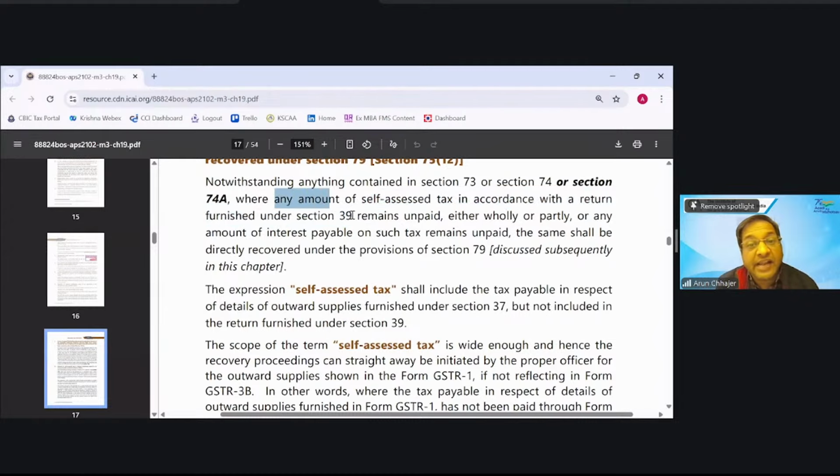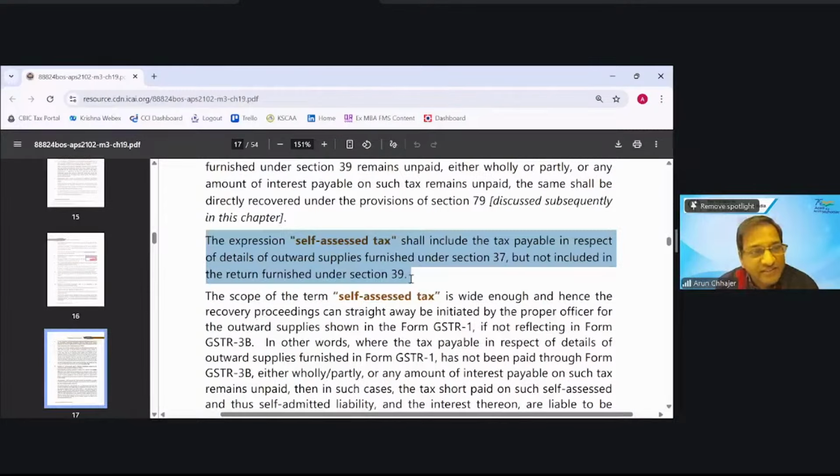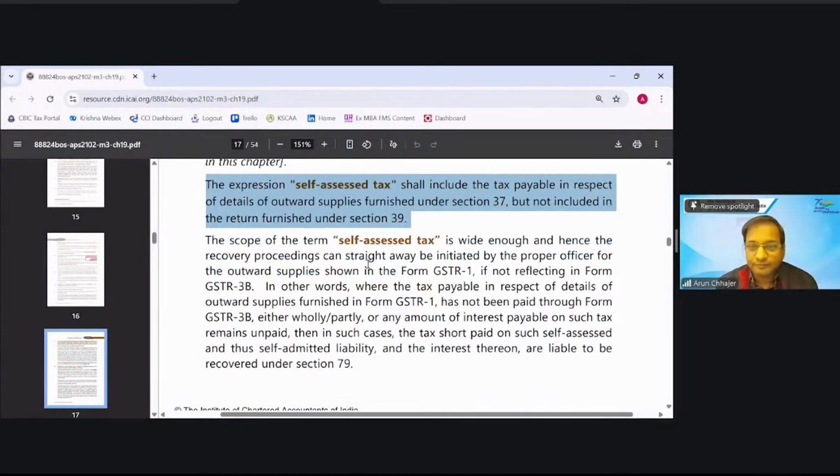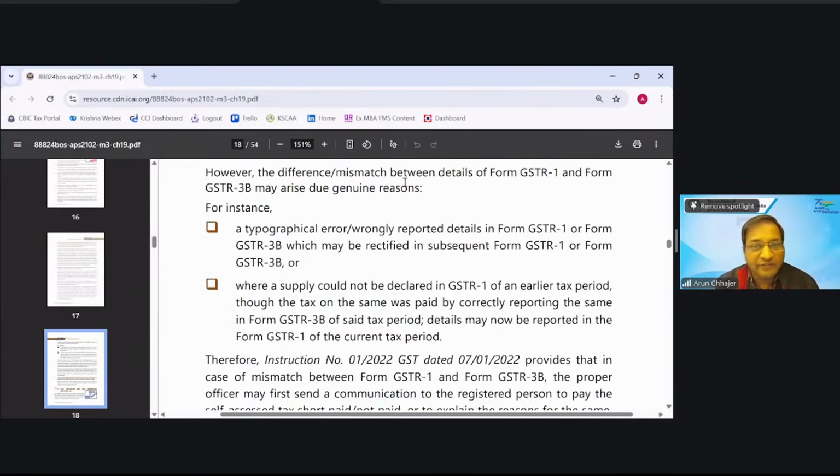तो फिर इस बात का मतलब क्या, where any amount of the self-assessed tax under section 39 remains unpaid, then they have clarified by adding the explanation that self-assessed tax shall include the liability reported in R1 not reported in 3B। मतलब शॉर्ट पेड है, ये जो शॉर्ट पेड है ना, ये 73 74 वाले पार्ट से कवर नहीं होगा, उससे एक्सक्लूड हो जाएगा। क्यों? क्योंकि इसके लिए तो कोई टाइम लिमिट ही नहीं है। The scope of the term self-assessed is wide enough, I have explained this, I think this is sufficient.